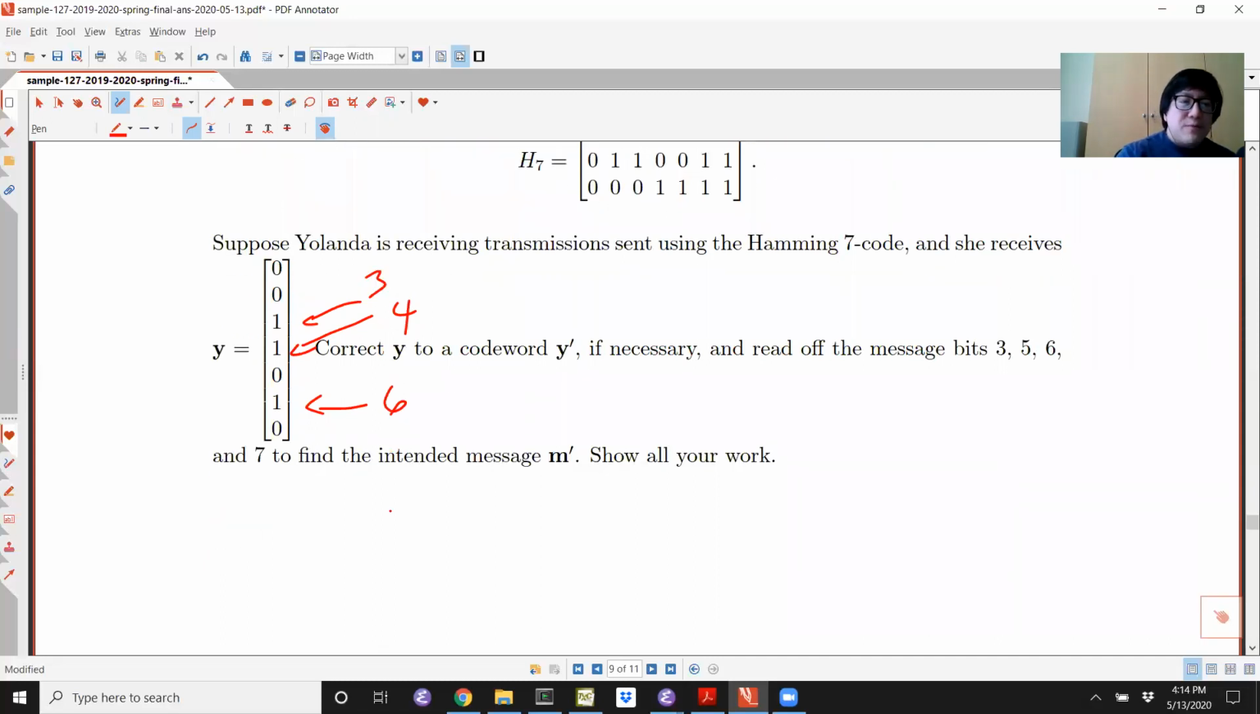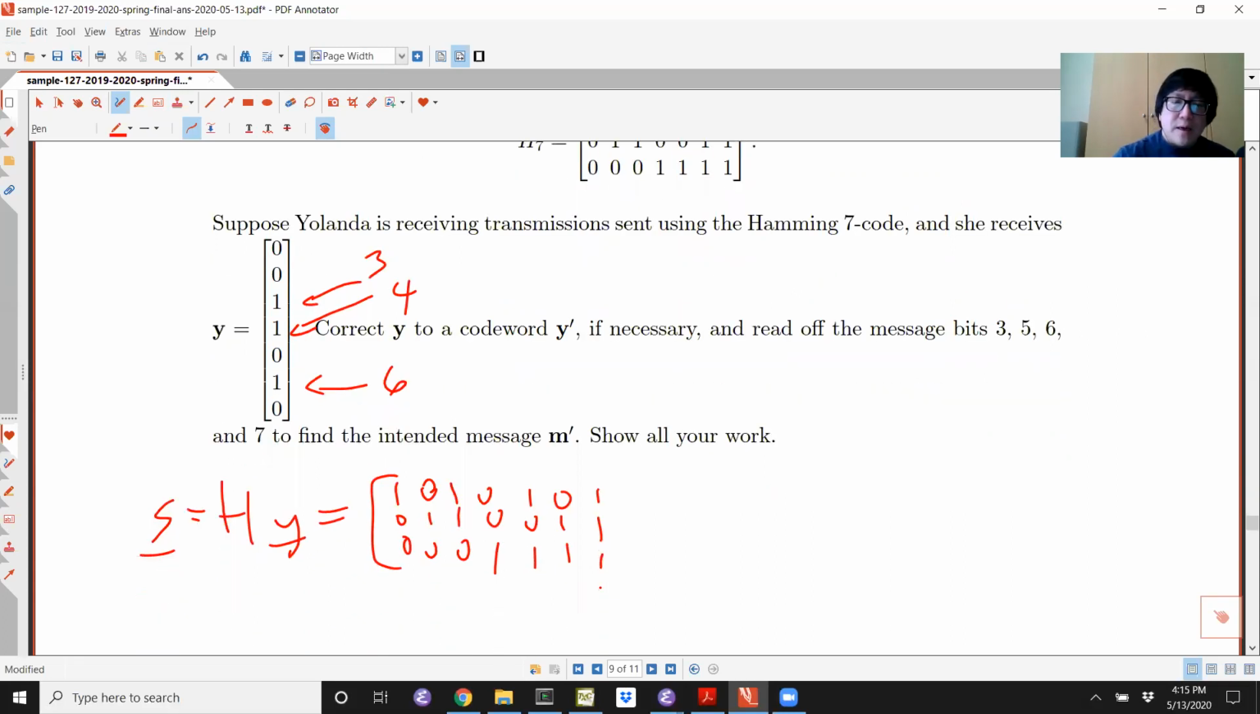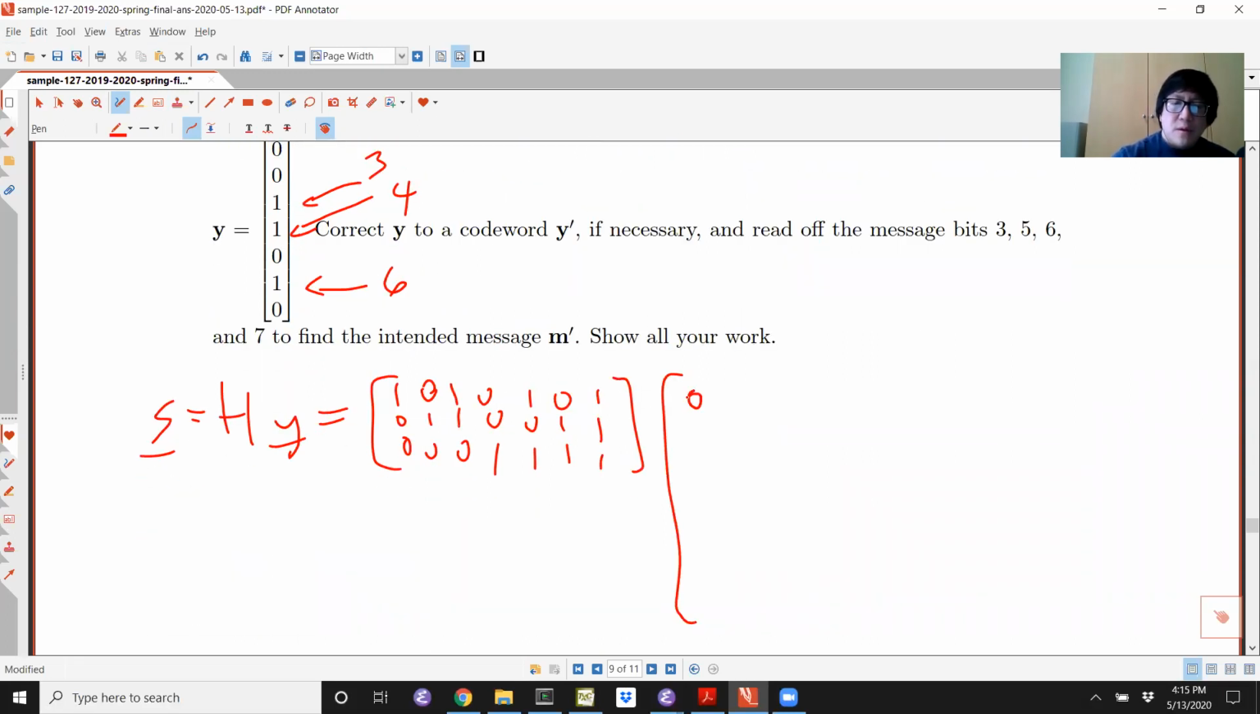Okay, so to do that, we calculate H7 times y. We're going to calculate the syndrome. You don't need to use this S notation, but I just want to remind you that there is a name for this thing. It's called the syndrome of y, equal to H times y, which is equal to the matrix with rows 1, 0, 0, 0, 1, 0, 1, 1, 0, 0, 0, 1, 1, 0, 1, 0, 1, 0, 1, 0, 1, 1, 1, 1, 1. Yeah, I got that right. Okay, so that's that times y, which is 0, 0, 1, 1, 0, 1, 0.